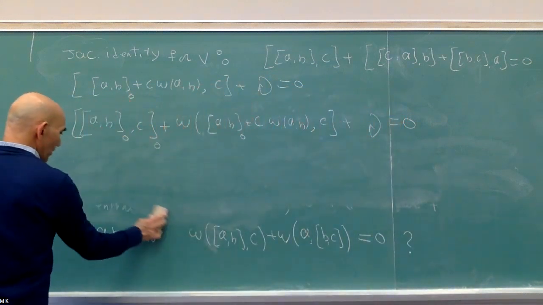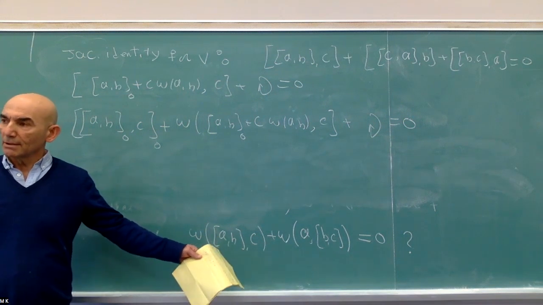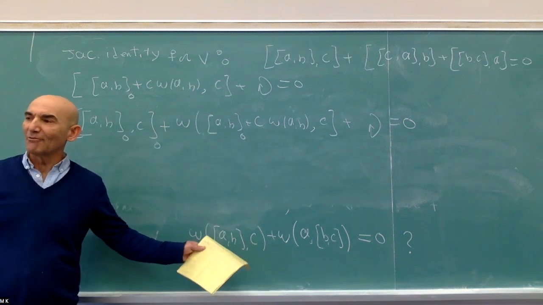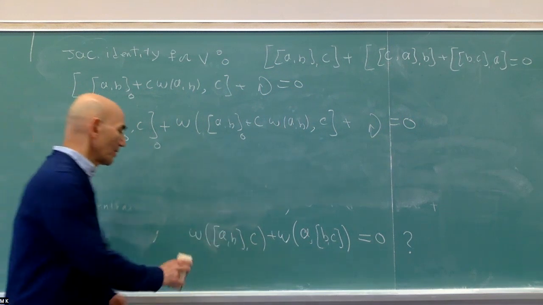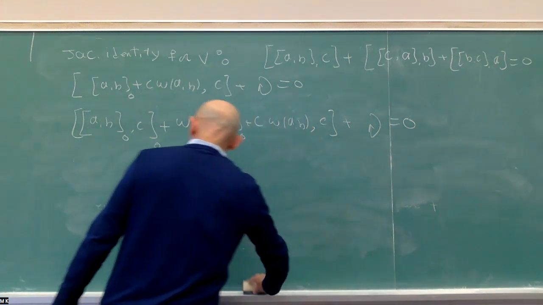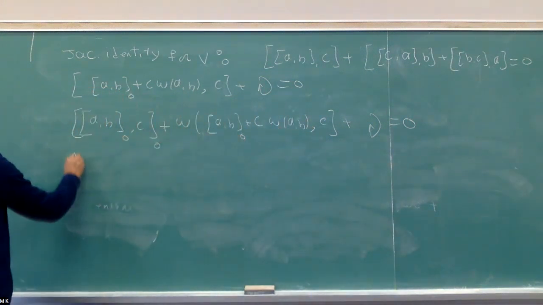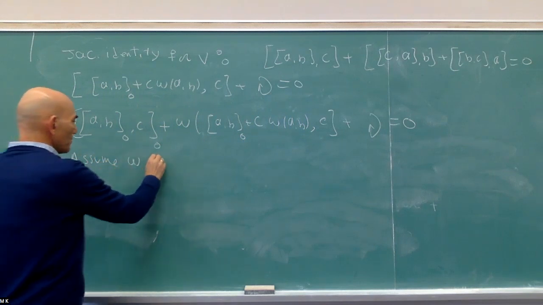Okay, one of the things that I forgot to tell you about omega is that these cocycles, the algebra cocycles, always have to be skew symmetric. So we impose the condition that they should be skew symmetric. So let's assume omega is skew symmetric.